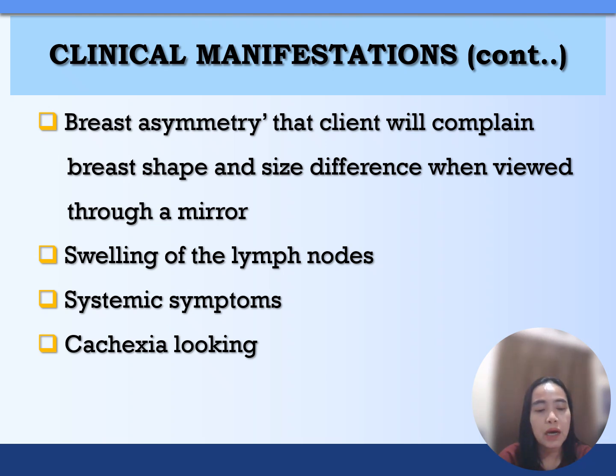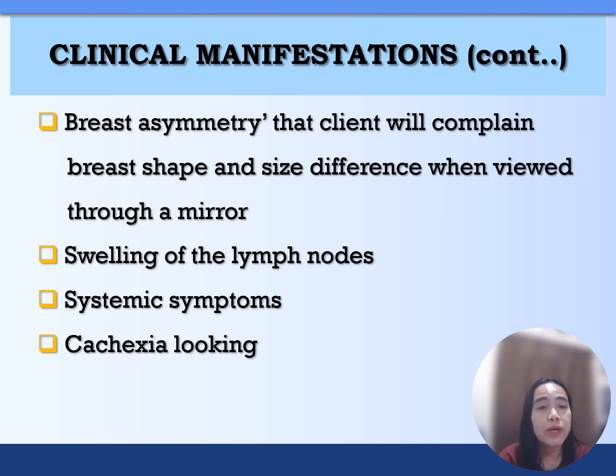Then the next one is systemic symptoms. Advanced breast cancer may lead to systemic symptoms such as unexplained weight loss, fatigue, and anemia. These symptoms suggest that cancer might be affecting overall health and causing a more significant impact on the body.